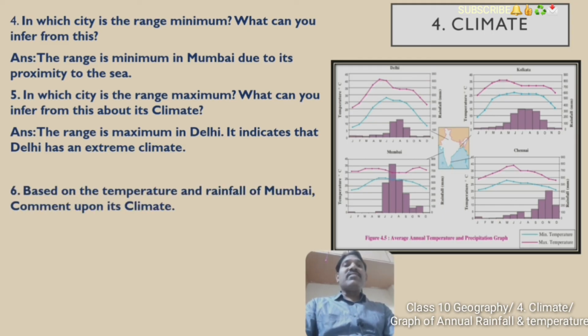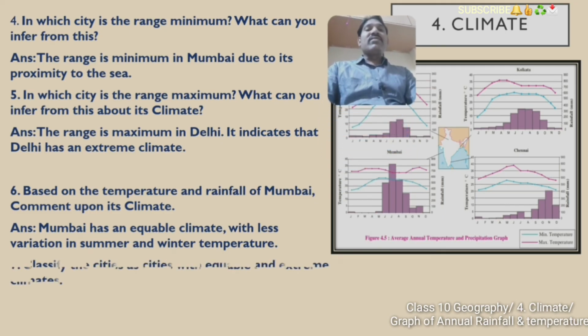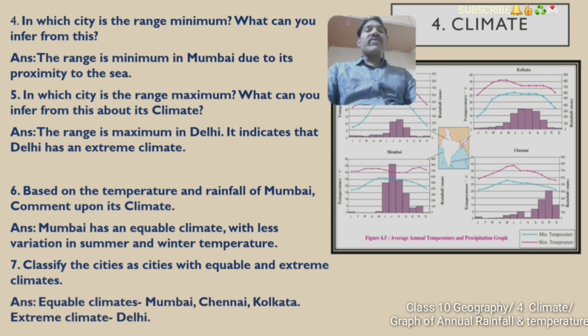Sixth, based on the temperature and rainfall of Mumbai, comment upon its climate. Answer is, Mumbai has an equable climate with less variation in summer and winter temperature. Next question, classify the cities as cities with equable and extreme climates. The answer is, equable climates: Mumbai, Chennai, Kolkata, and extreme climate in Delhi.